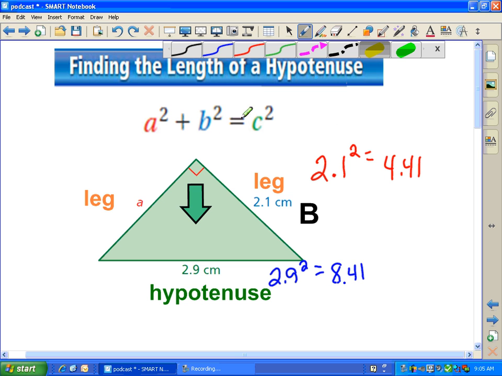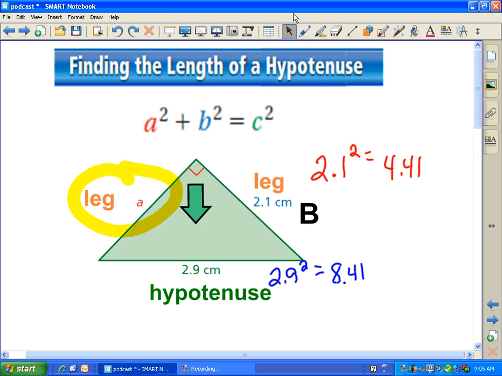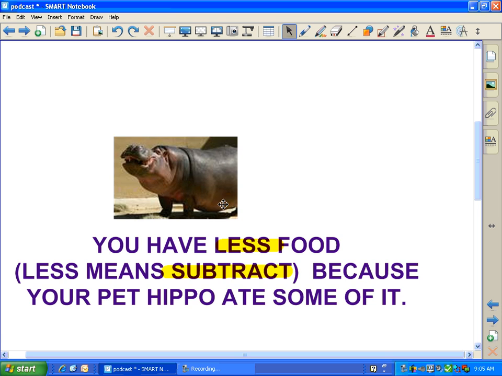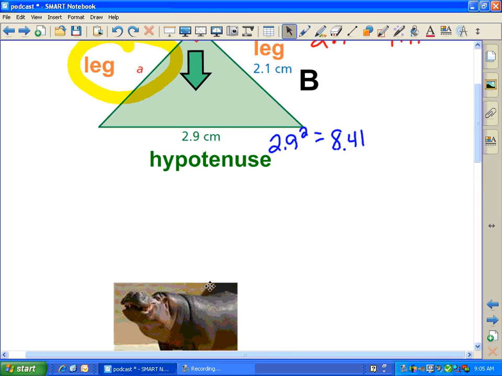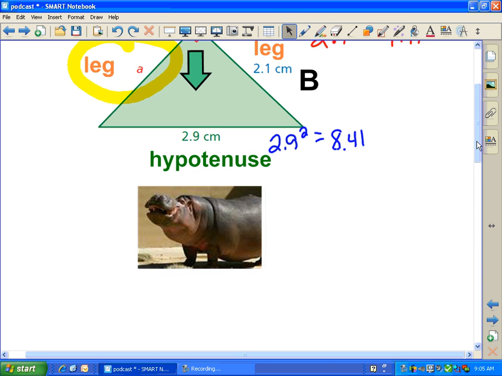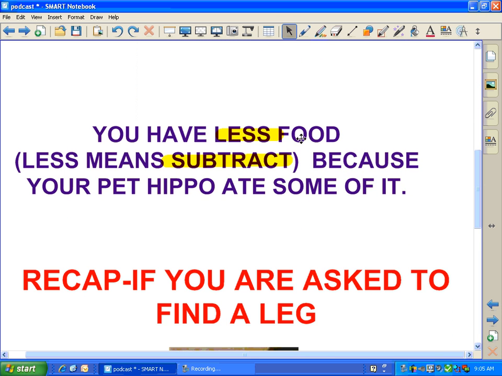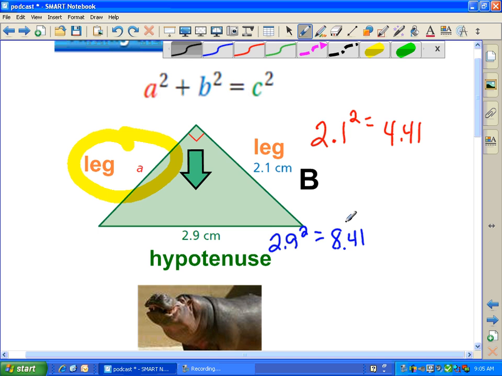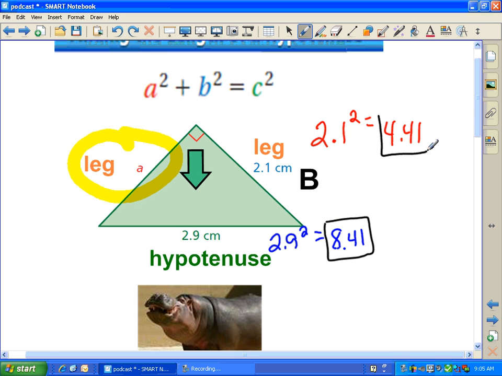Now, I need to find the missing leg. If you're asked to find the hypotenuse, you add the numbers together, and then you find the square root. But they're asking me to find the leg. So you can think of your hypotenuse as your hippopotamus, and you have less food. Less means subtract, because your pet hippo ate some of it. So I'm going to take my two numbers and subtract them.